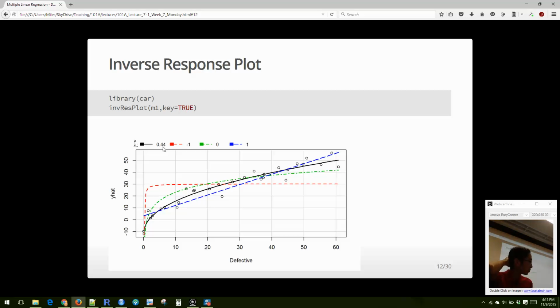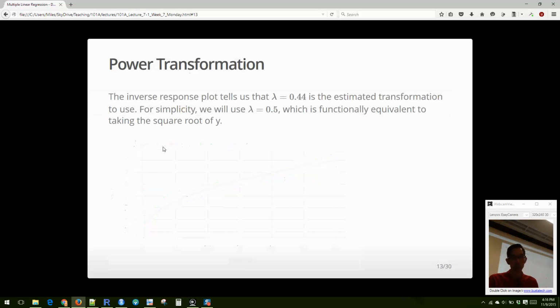We could use lambda equal to 0.44, but for the sake of interpretability, even though interpreting any type of transformed variable is challenging, we can apply a square root transform, which is effectively lambda equal to 0.5. So it's a value close to the estimated lambda. We're going to use lambda equal to 0.5, taking the square root of y.